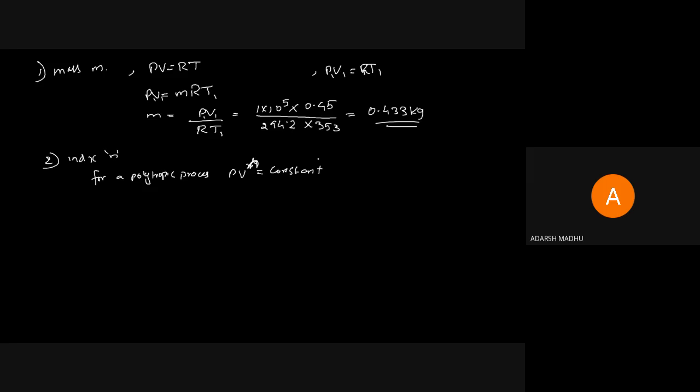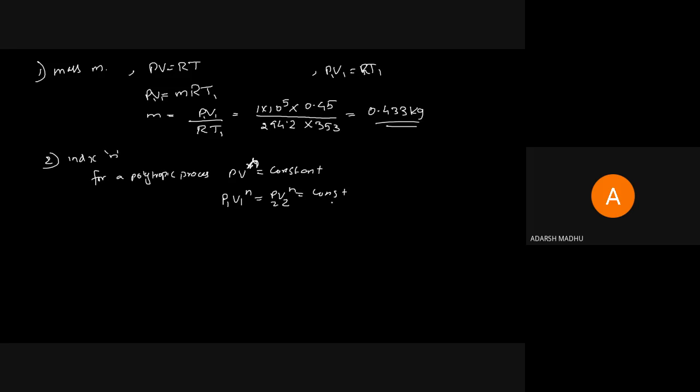So V1/V2 equal to (P2/P1) raised to 1/n, and P2/P1 equal to (V1/V2) raised to n, we have already stated. So PV raised to n equal to constant. So we can write P1 V1 raised to n equal to P2 V2 raised to n equal to constant. Everything is constant, P3 V3 raised to n, anything. PV raised to n equal to constant. So we can write P1 V1 raised to n equal to P2 V2 raised to n.